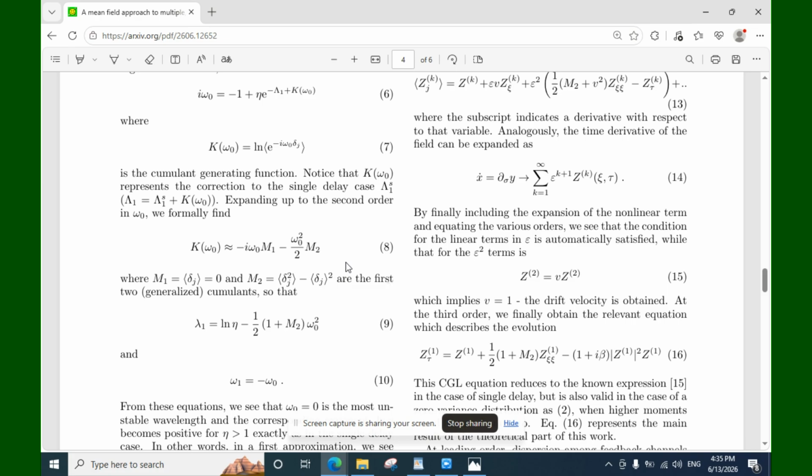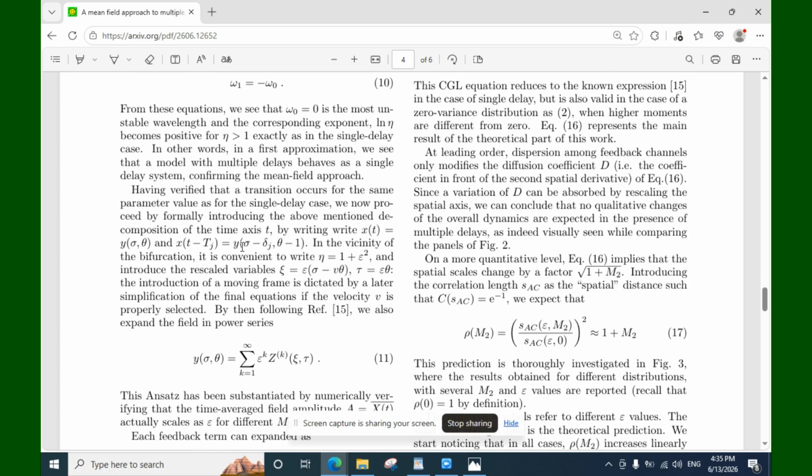We formally find chi omega 0 is almost equal to minus I omega 0 m1 minus omega 0 to the power of 2 divided by 2 m2, where m1 is equal to the average of delta j, which is equal to 0, and m2 is equal to the average of delta j to the power of 2 minus the square of the average of delta j. These are the first two generalized cumulants, so that we have lambda 1 is equal to ln n minus 1 divided by 2 multiplied by 1 plus m2 omega 0 to the power of 2, and omega 1 is equal to minus omega 0.